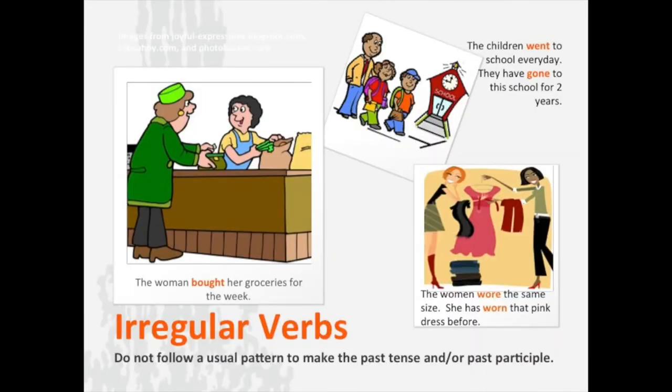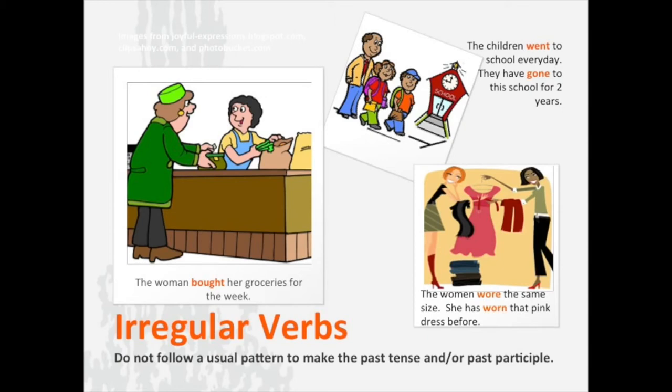And here we have the irregular verbs. We call these verbs irregular because they do not follow a usual pattern to make the past tense and/or the past participle. Sometimes they might follow the regular rule for past tense and not the past participle, sometimes for neither. So let's take a look at the examples on the screen.